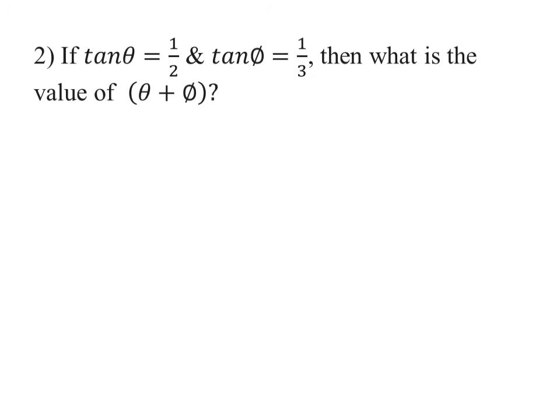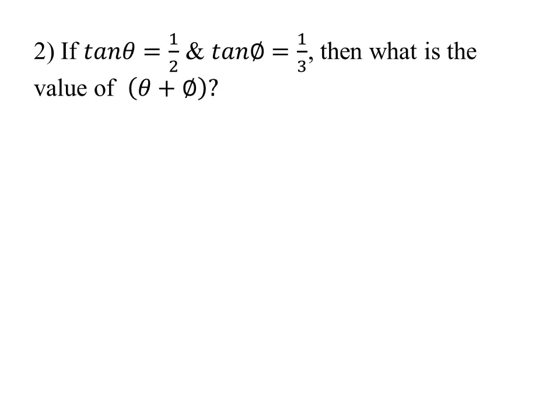Then second question: if tan θ equal to 1 by 2 and tan φ equal to 1 by 3, then what is the value of θ + φ? There are 4 options. Option A 0, B π by 6, C π by 4 and D π by 2. Here we have to find the value of θ + φ.